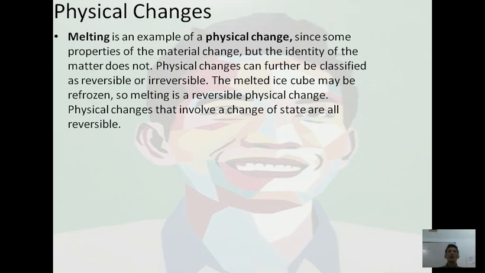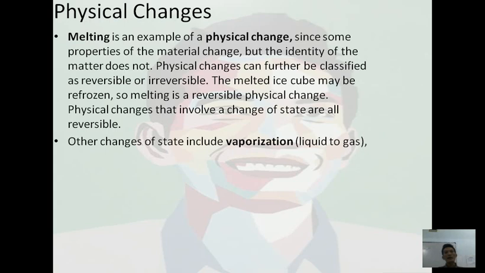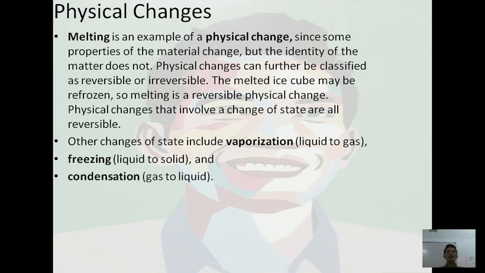Physical changes can further be classified as reversible or irreversible. A melted ice cube may be refrozen, so melting is a reversible physical change. Physical changes that involve a change of state are all reversible. Other changes of state include vaporization, liquid to gas; freezing, liquid to solid; and the last, condensation, gas to liquid.